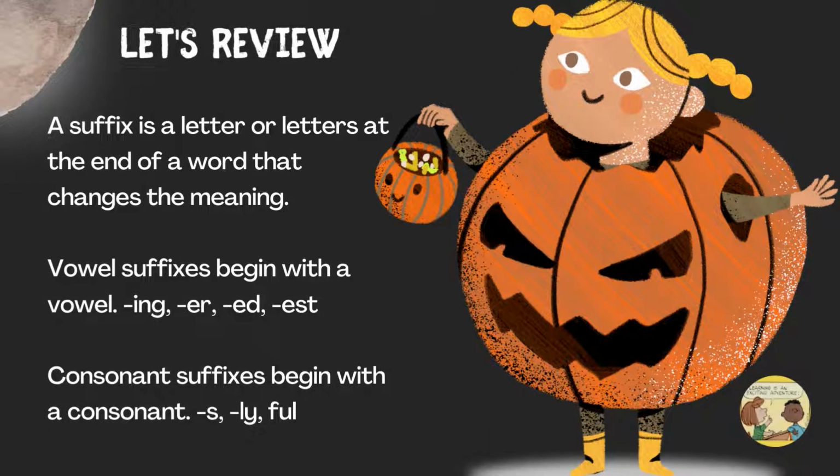First, let's review. A suffix is a letter or letters at the end of a word that changes the meaning. Vowel suffixes begin with a vowel, such as ing, er, ed, or est. Consonant suffixes begin with a consonant like s, ly, or ful.